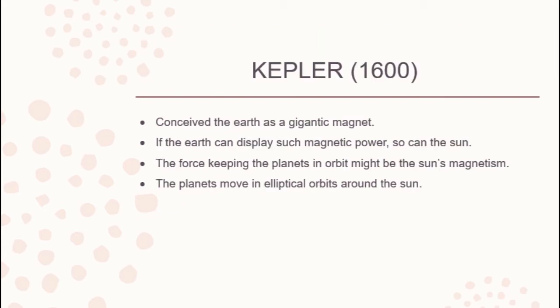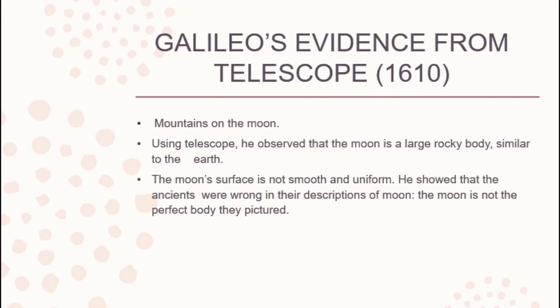Kepler, 1600, conceived the Earth as a gigantic magnet. If the Earth can display such magnetic power, so can the Sun. The force keeping the planets in orbit might be the Sun's magnetism. The planets move in elliptical orbits around the Sun.